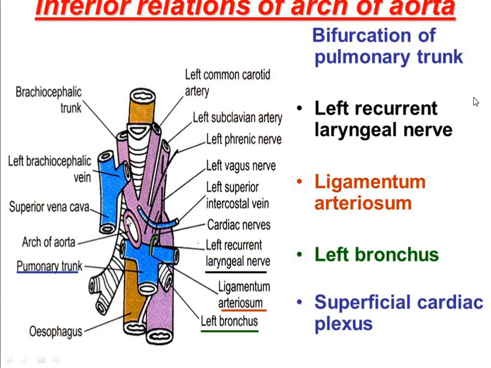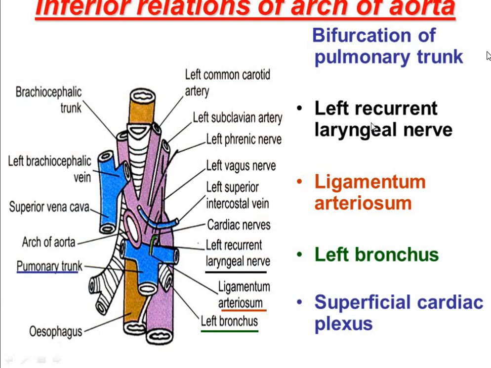Inferiorly to the arch of aorta, you see the pulmonary trunk arising from the right ventricle of the heart, and it divides into right and left pulmonary arteries. This presence of the pulmonary trunk was obscuring the aorta anteriorly, because the aorta is coming from the posterior side. That's why you can see in relation to the heart, the ascending aorta arising from the left ventricle. So inferiorly, this is the pulmonary trunk bifurcating into right and left pulmonary arteries.